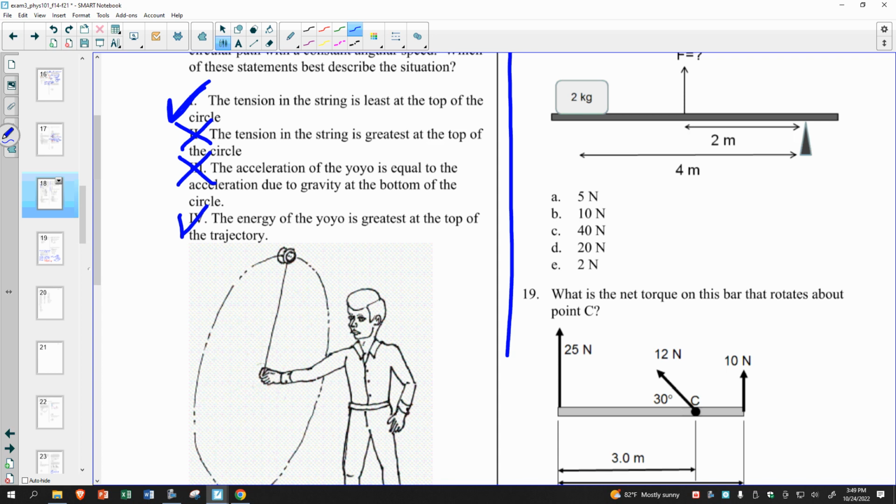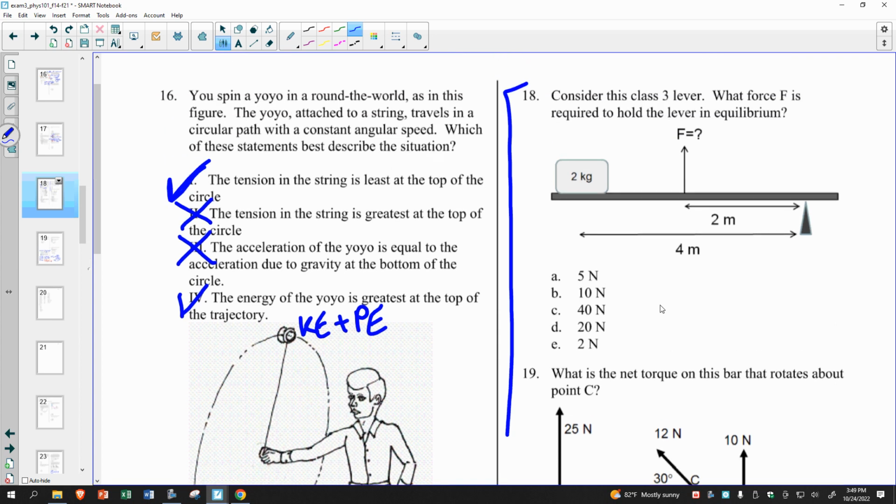Yeah, that's true, because it has kinetic energy and it also has the potential energy at the top. Since it's traveling at a constant speed, the kinetic energy is always the same, but at the top it also has that potential energy. Yeah, Chloe?